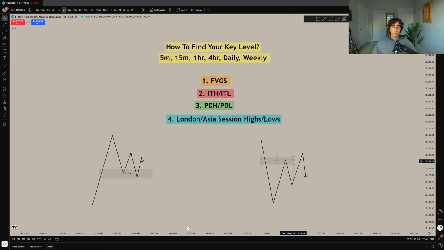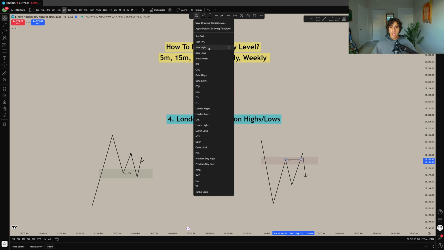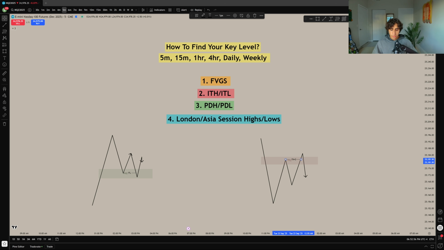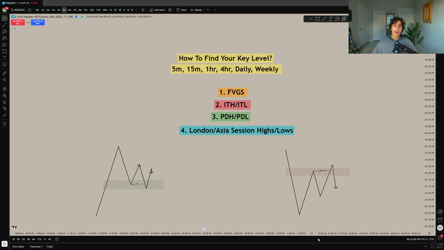And again, at minimum, you want to see this on the 5-minute time frame. We can also have 15-minute intermediate highs and lows. We can have hourly intermediate highs and lows, right? So it's a 15-minute intermediate high. But yeah, next up, previous day high and previous day low.